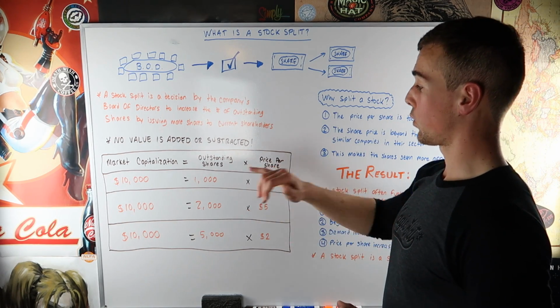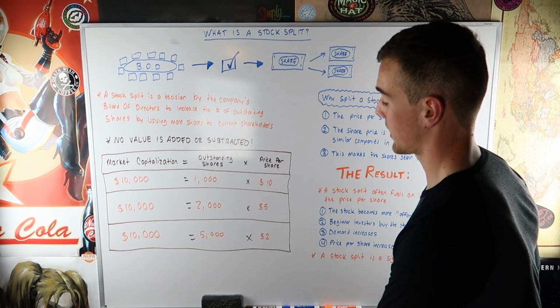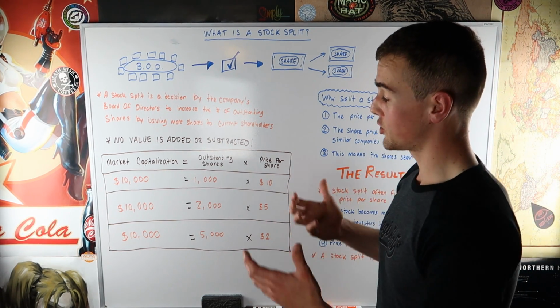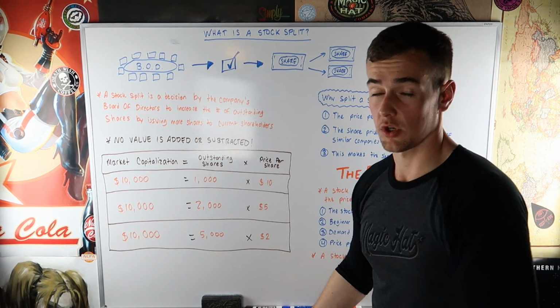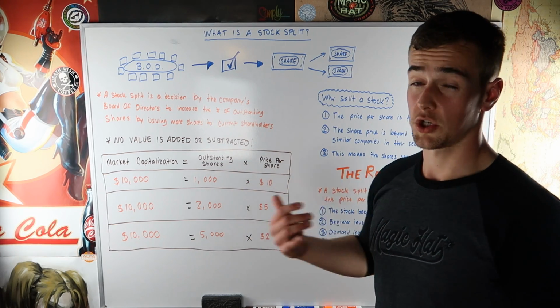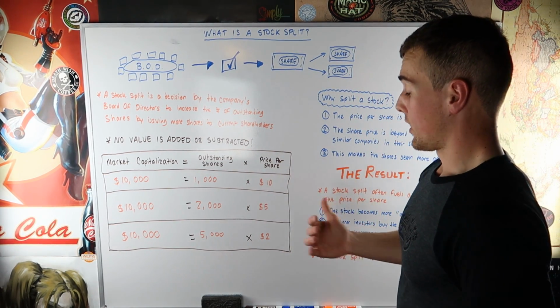Now each person who has 1 share would now have 5 shares of that stock. There are 5,000 outstanding shares at that point, so the share price will have a value of $2 at that point. So as you can see, market capitalization never changes. The only 2 variables that can change here are the outstanding shares as well as the price per share. And obviously you could see this going in the opposite direction.